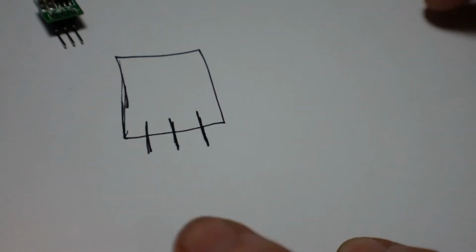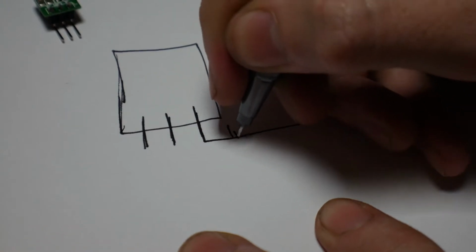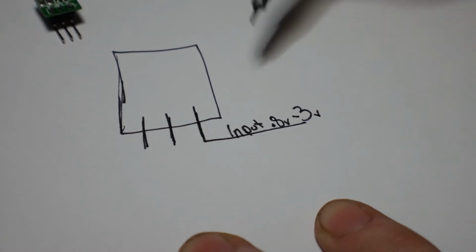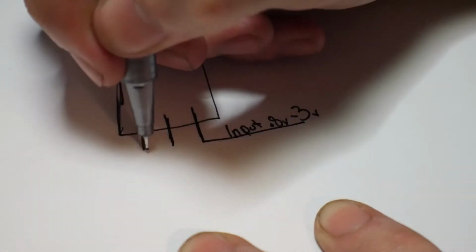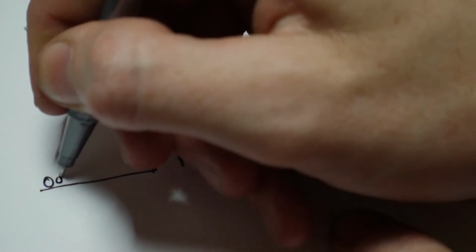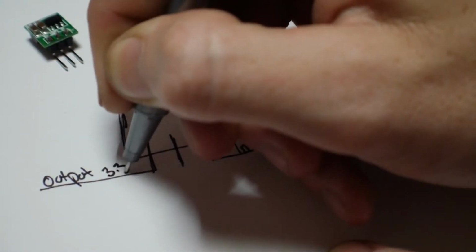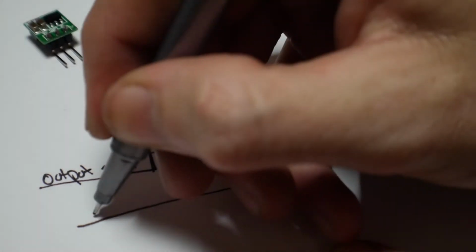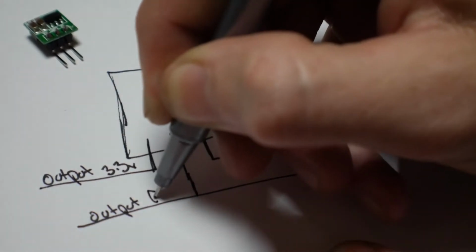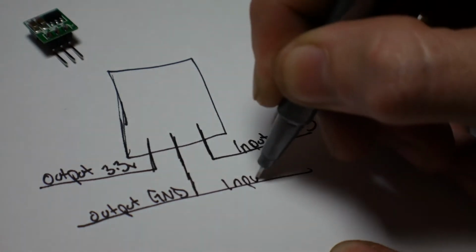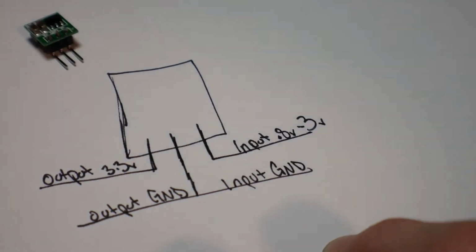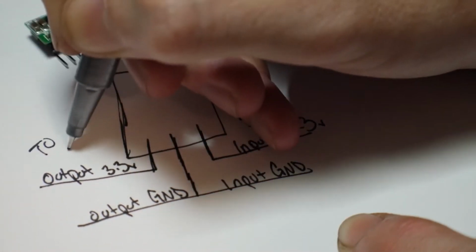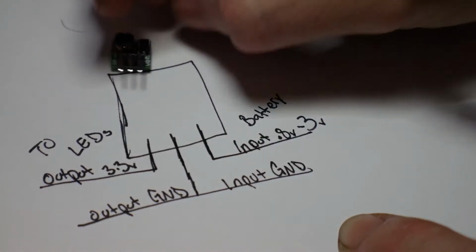So what we're going to see now is this pin is going to be the input, which is going to be 0.8 volts to around 3 volts, which means we can supply 0.8 to 3 volts to this module. And it will output 3.3 volts. This center pin is, like we discussed, ground, which will be the output ground and the input ground, which we will connect together. So this comes from the battery. This goes to the LEDs. And that's how you use this little module.